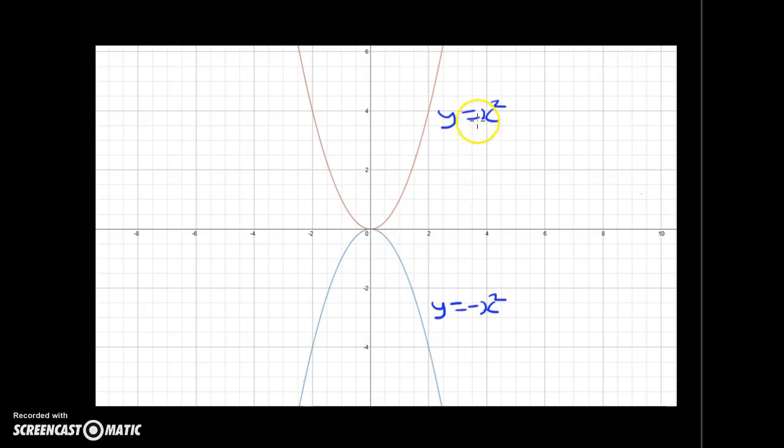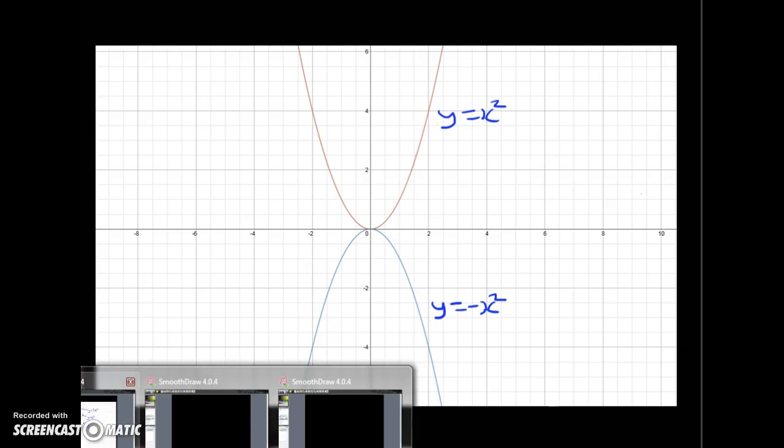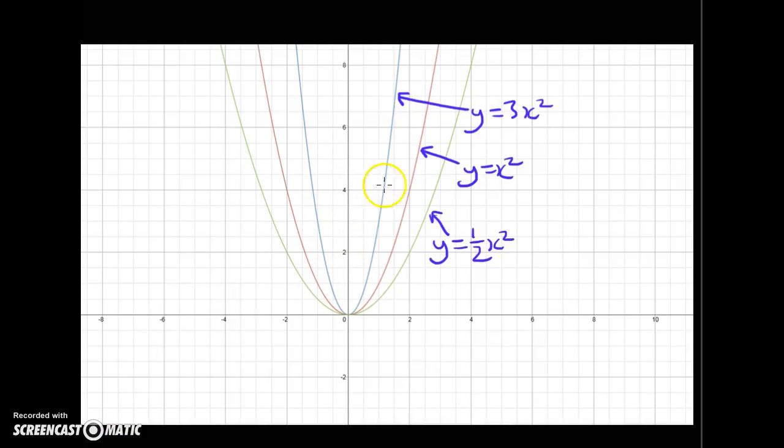The way I like to think about this is when it's positive in front of the x squared, so positive x squared, it's a happy face. When it's negative in front of the x squared, it's a sad face. Let's move on from there.